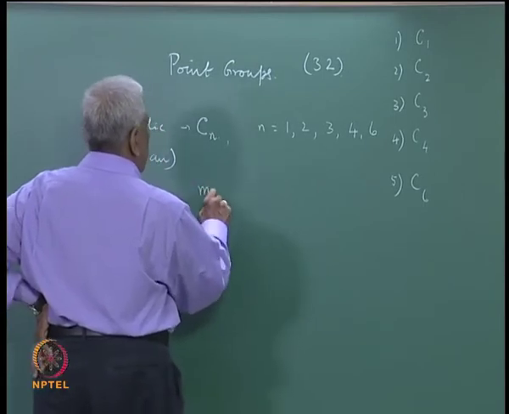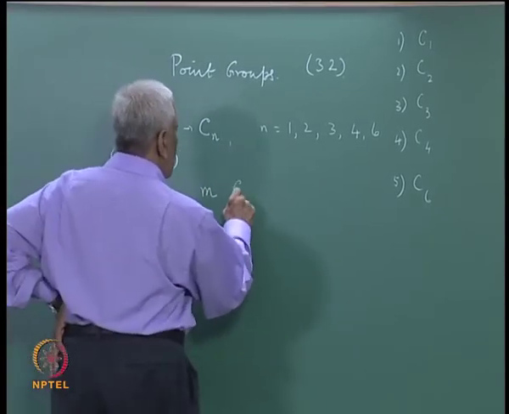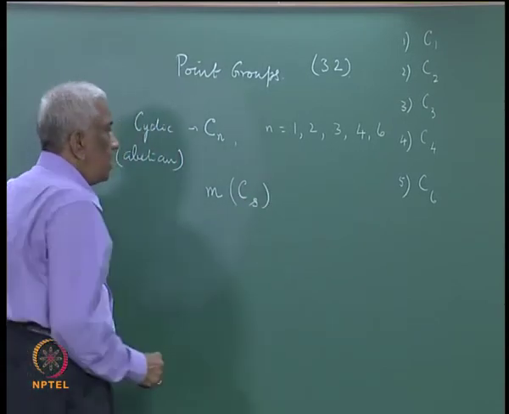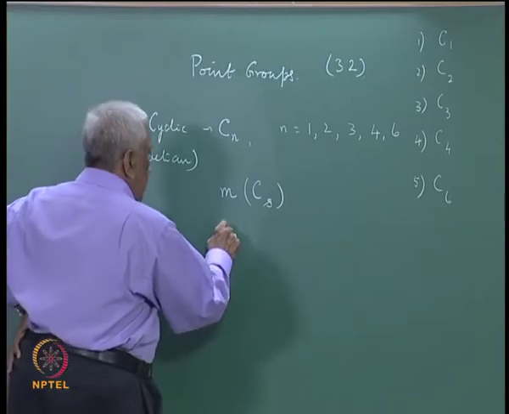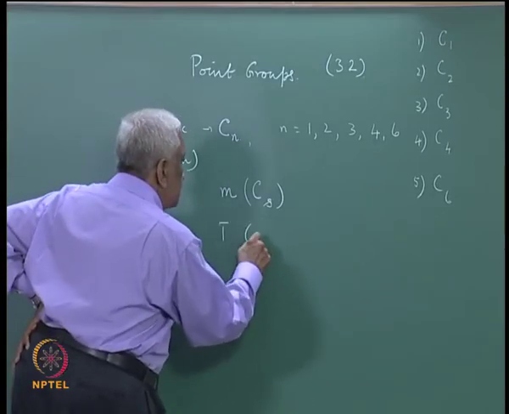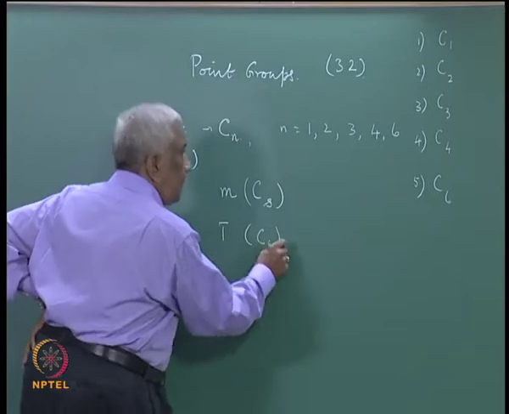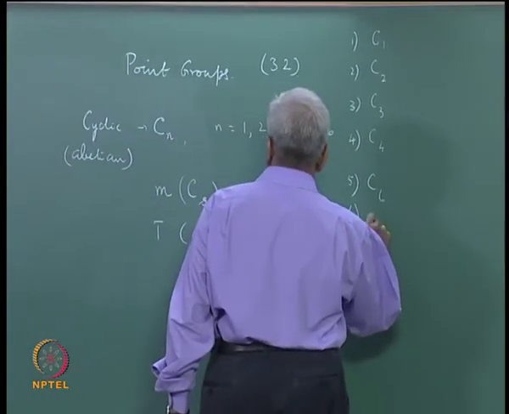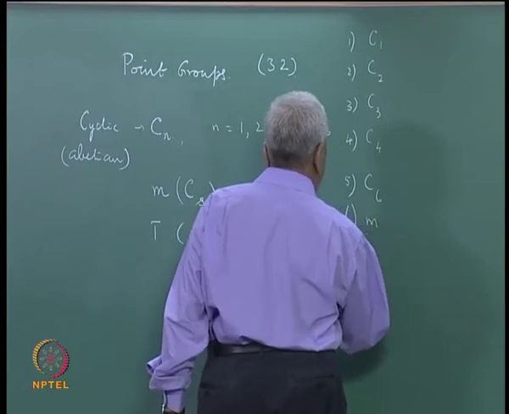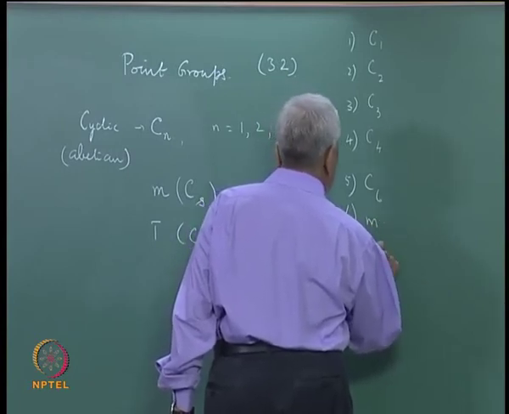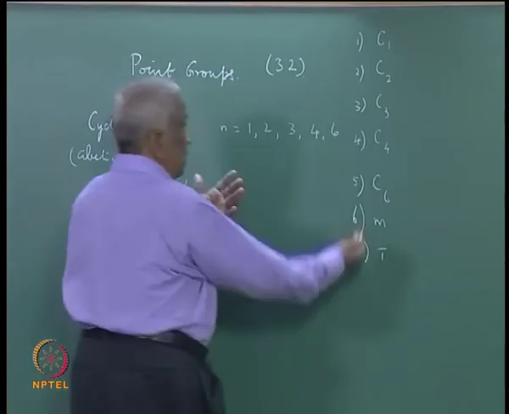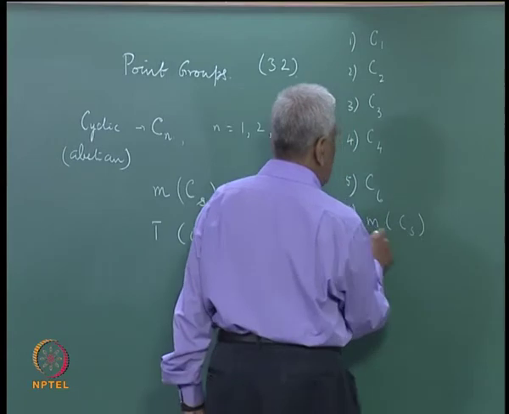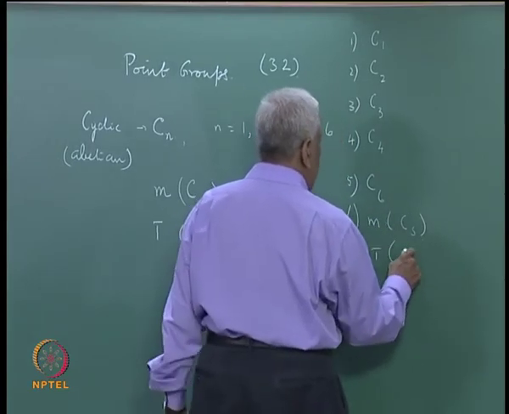In addition, we have M, the mirror, which is also given by the notation Cs, and I or 1 bar, which is Ci, the inversion. I use the Schoenflies or the international symbols interchangeably.